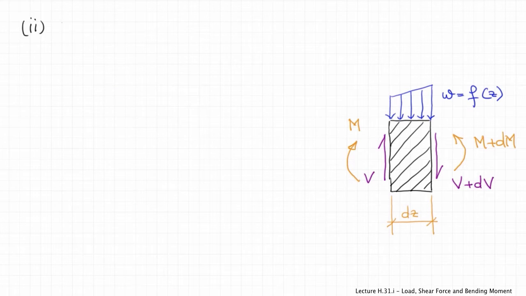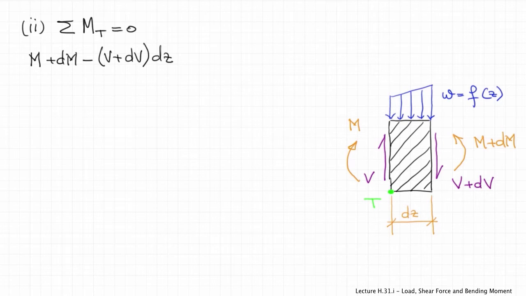Now the second equation of equilibrium would be summing the moments, let's say about point T here at the bottom left corner, equals to 0. So we will have M on the left hand side, M plus dM on the right hand side, minus V plus dV times the moment arm dz, also on the right hand side, plus the moment produced by the distributed load, w dz times the moment arm half dz, minus M on the left hand side equals 0. And obviously the shear force V goes through T, so it's not in this equation.